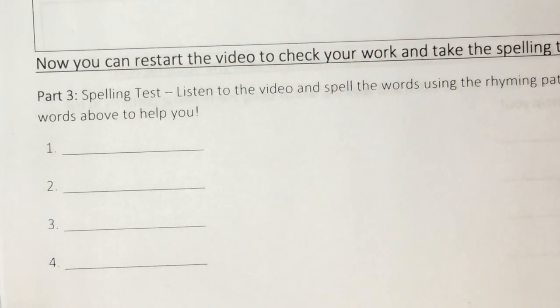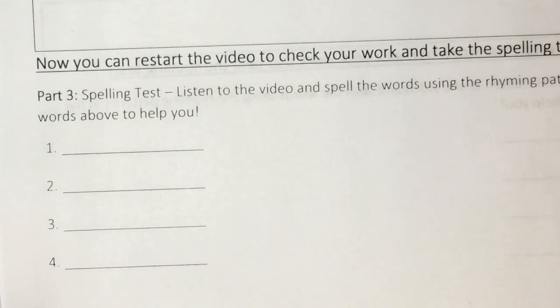Part 3. Remember this part, you're just listening and writing the words in your workbook. I will not be doing the work for you on the workbook on the video. So you just need to listen carefully and take the spelling test. Remember to use the spelling patterns in the columns above to help you. Every word that I give you in the spelling test will have a word up above that it rhymes with. So you can use the end of that word to help you spell the words down here.